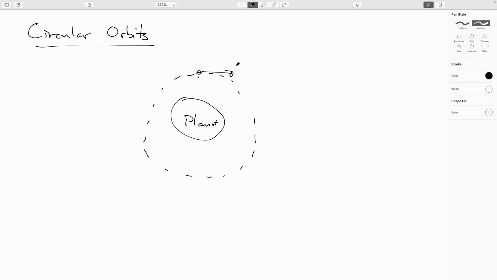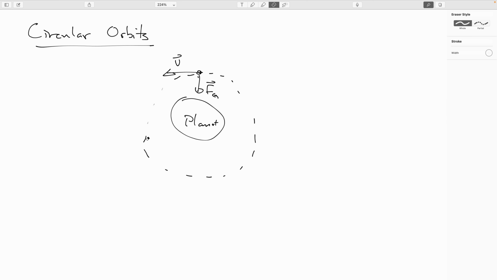The idea is that you have to be going sideways so fast that, here, let me make it go the other way. You have to be going sideways so fast that as it's constantly falling to the center of the Earth, it keeps curving around and missing. So in other words, we end up going into uniform circular motion.